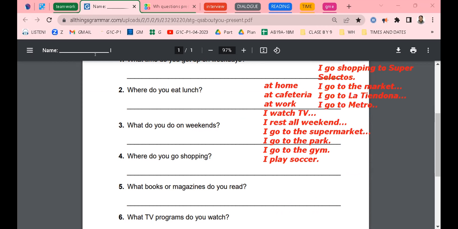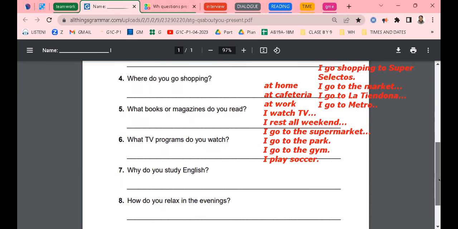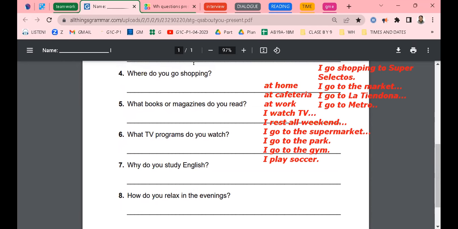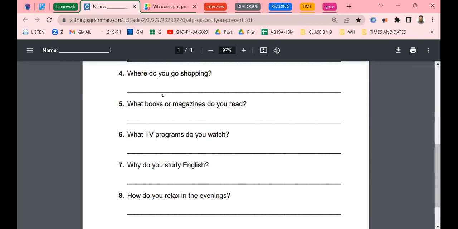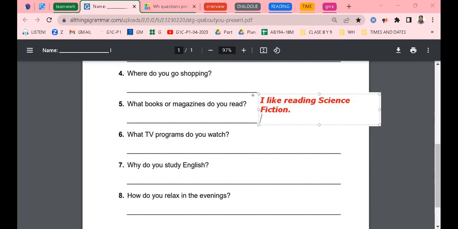What books or magazines do you read? Guys, what books or magazines do you read? Tell me. ¿Qué libros o revistas leen? I like ciencia ficción. Okay, science fiction. So give me an example, one book that you have read. I read about Paulo Coelho. Motivation books? Yes, I read a motivation book. Okay, motivational or inspirational books. I like to read about Paulo Coelho.